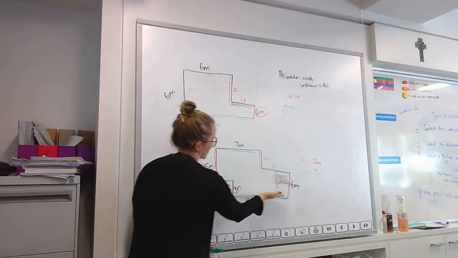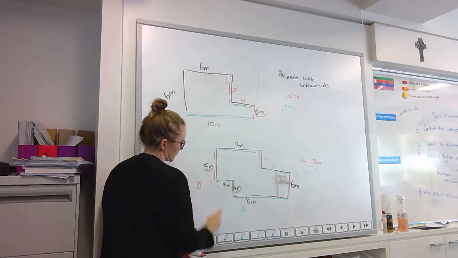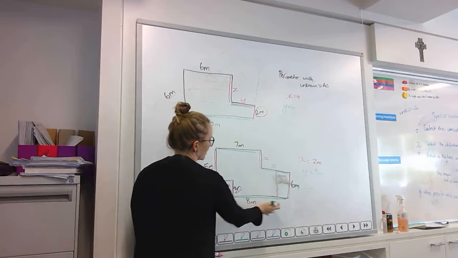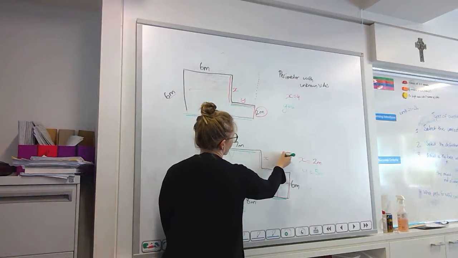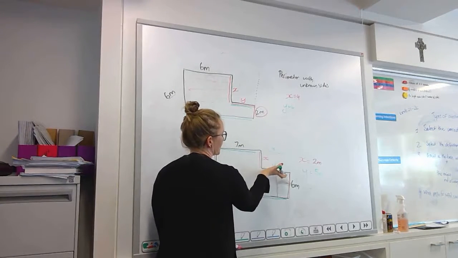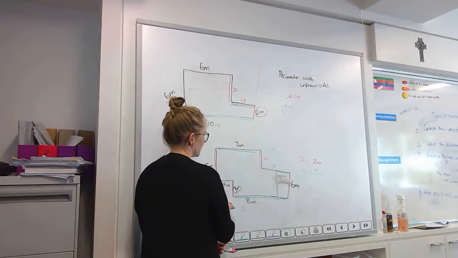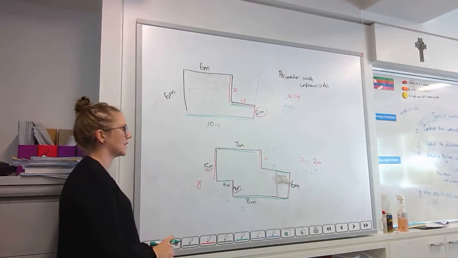So here are my matching lines. If I was to bring this down, that's 4, so 8 and 4 is 12. That's actually still my y because it's the same length. So 7 and y is the same as 4 and 8, and so that would make it 5.